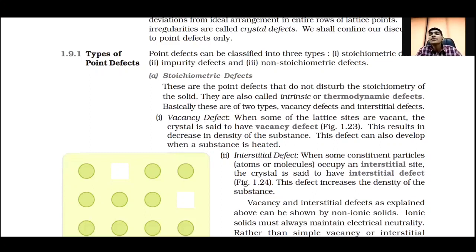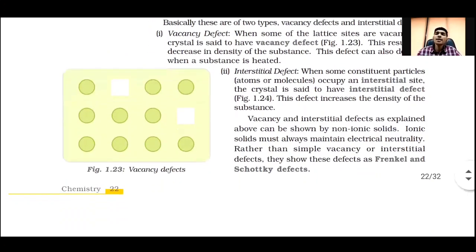Okay, so this results in a decrease in density. Now, a class should have 30 students, and 2 students are not sitting there, they went somewhere. That means there is a decrease in the number of atoms, a decrease in the number of students, so the density obviously decreases. So this defect can also develop when a substance is heated. Whenever we heat a solid substance, this kind of vacancy defect is produced.